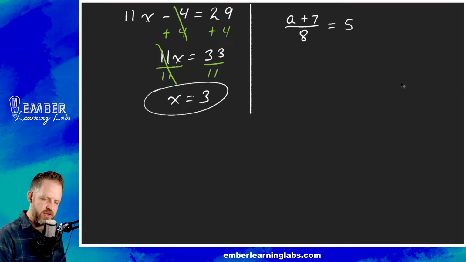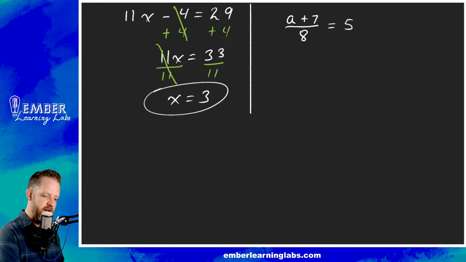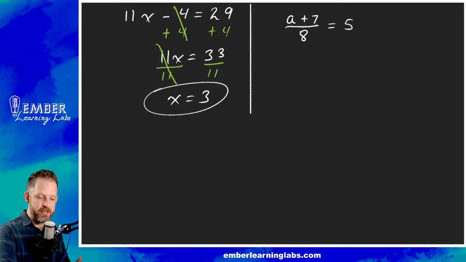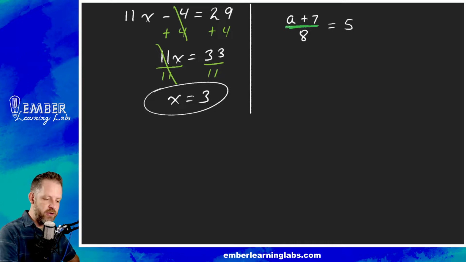All right. So what are we going to get rid of first? Now, I know I said get rid of the addition and subtraction first. And that's true right over here. But really, on this one, we can't get to that plus 7 because that plus 7 is being attacked by this entire fraction bar right there. And so what we really have to do, because this 8 is divided into everything, is get rid of this 8 first.